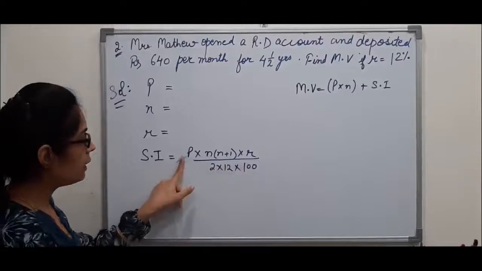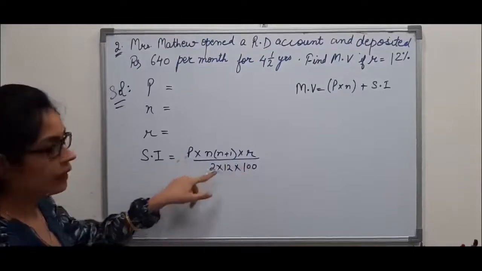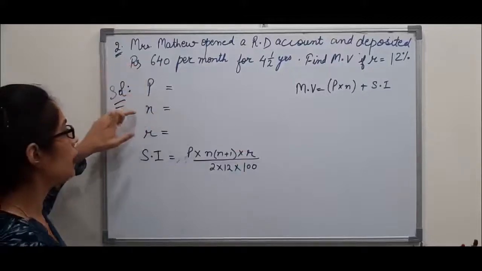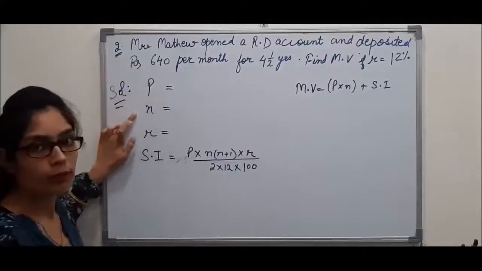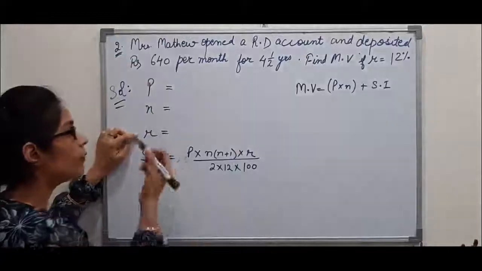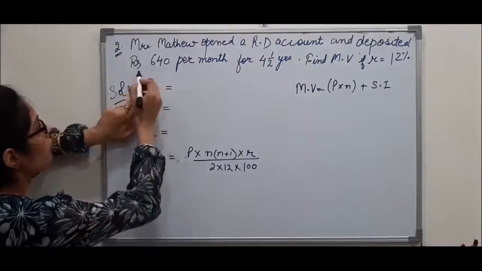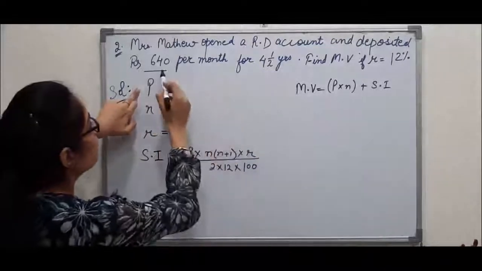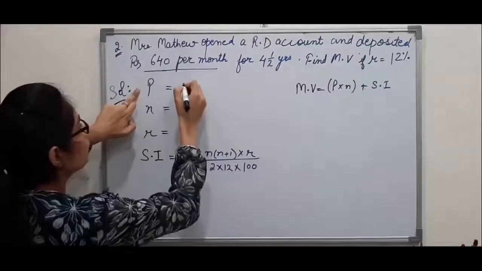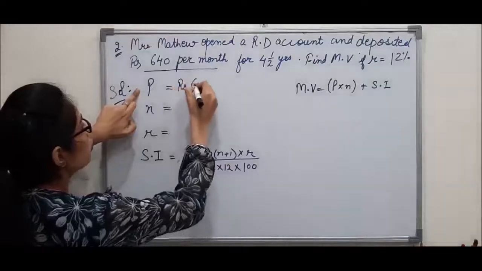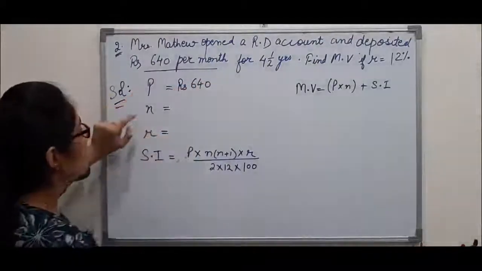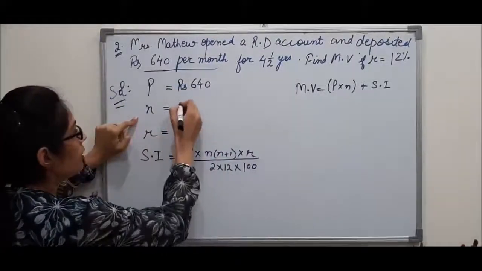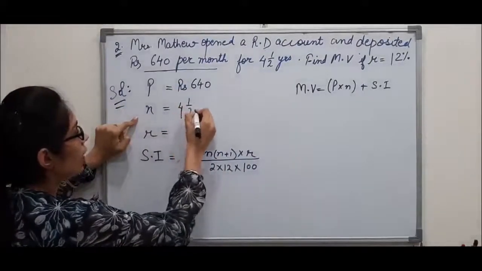So for simple interest I require P, N and R, where P is the amount paid per month, N is the number of months and should always be in months, and R is the rate of interest. So I will write P. It is written rupees 640 that the person is depositing per month, which means P is equal to rupees 640. Now N, it is given as number of months. They have not given that, they have mentioned it as 4.5 years.